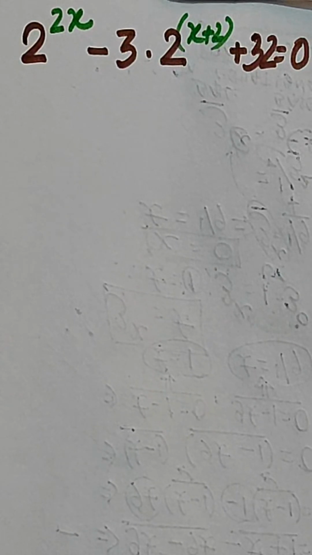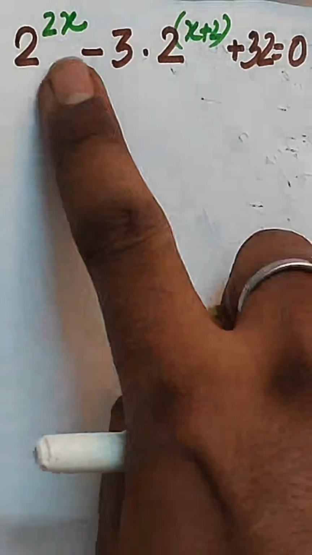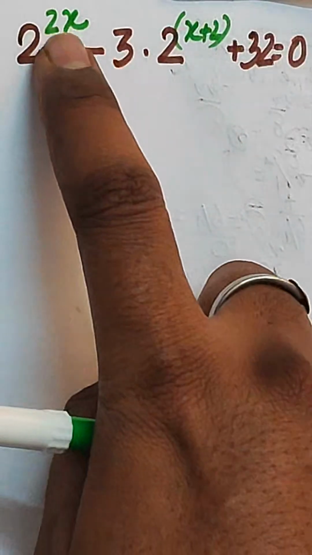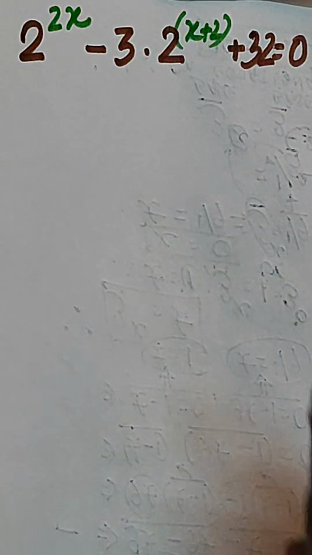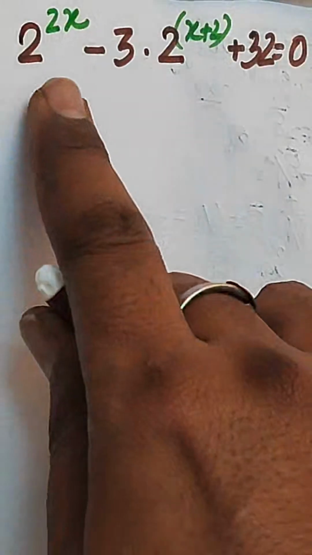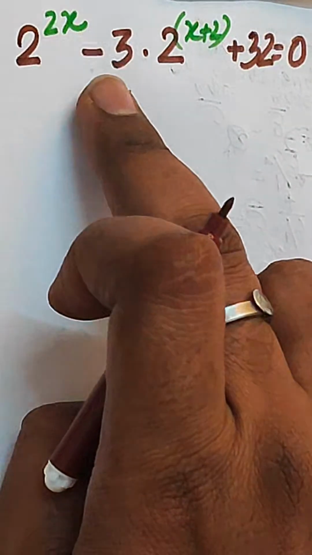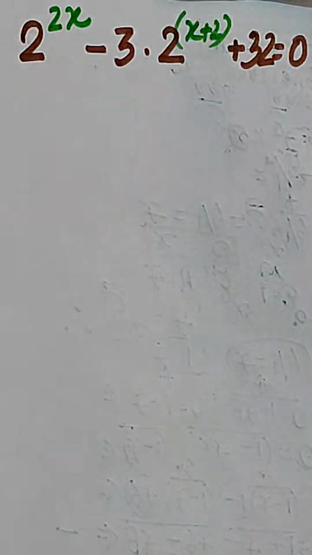So here a quadratic equation will be formed, but when you see it from the first observation, this is not looking like a quadratic equation because x has the exponent 1, right? So this seems linear, but how this will be converted, I will explain to you. And how we are going to solve it step by step, I will explain. So 2 power 2x minus 3 into 2 power x plus 2 plus 32 equal to 0. Let us move forward from this step.